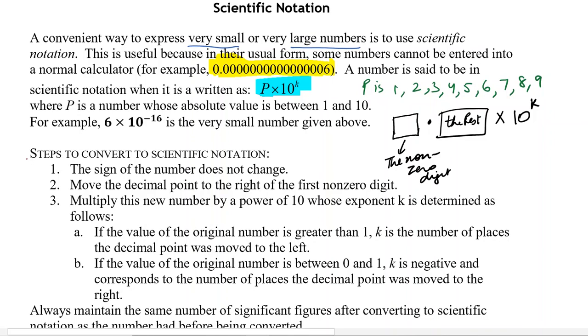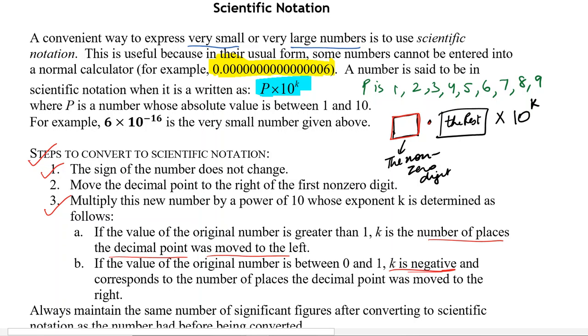In order to write the scientific notation, there are a few things. The sign of the number does not change. Move the decimal place to the first non-zero digit, and then write the rest of the digits as they are, times 10 raised to power k. That power of 10 is determined by how many places you move the decimal point to the left or to the right. It is positive if you move it to the left. It is negative if you move it to the right.